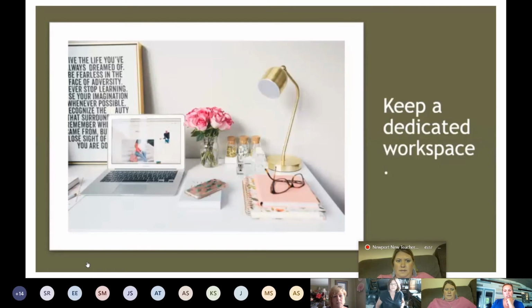Somebody actually mentioned this in the chat. So keeping a dedicated workspace. So for you as the teacher, if you are going into school, which I think most of you are, on a daily basis, it's a little bit different than obviously finding a workspace within your home. But you may have to do that at some point.